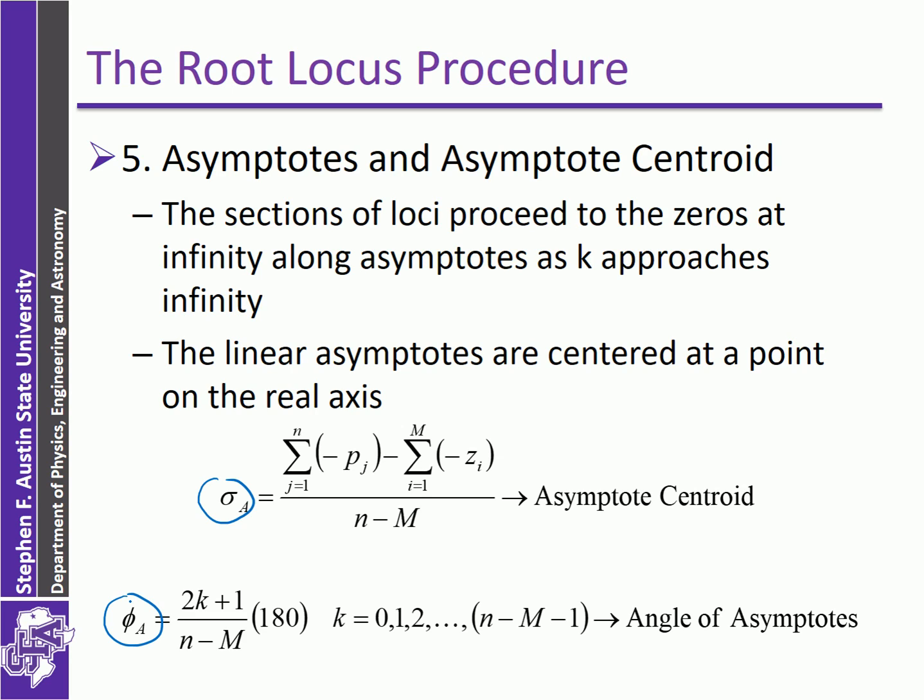The angle of the asymptotes will be equal to 2k plus 1 over n minus m times 180 degrees, where k will pick values from 0 to 1. n represents the number of poles, and m represents the number of zeros. How do I know that? If we look at the equation here and here, this is for the poles and this is for the zeros. Then the centroid will be equal to the summation of the negative of the poles minus the summation of the negative of the zeros, divided by the difference between the poles and the zeros.